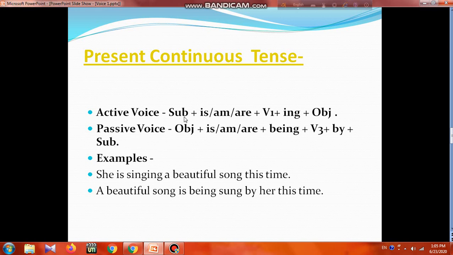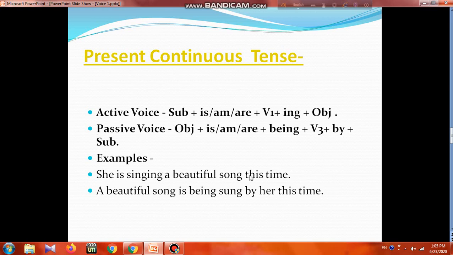So in case of present continuous tense, the structure is subject, am/is/are, verb V1 plus ing, then object. If you want to change it to passive voice, first take the object at the beginning, then take am/is/are, then being. As for passive voice, it will always be V3, so no point to be confused about it. Then take by, then the objective form of the subject. Are you getting it? So now see the example.